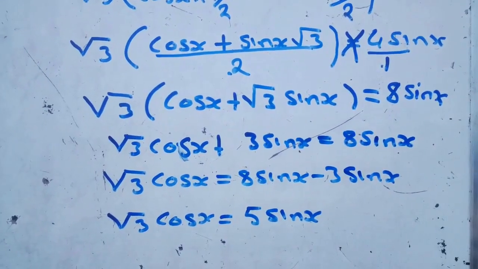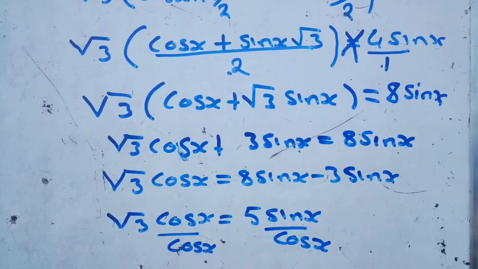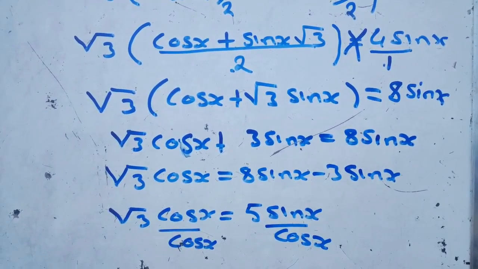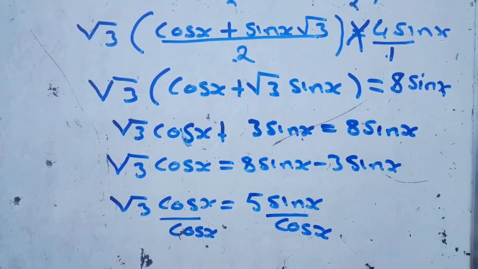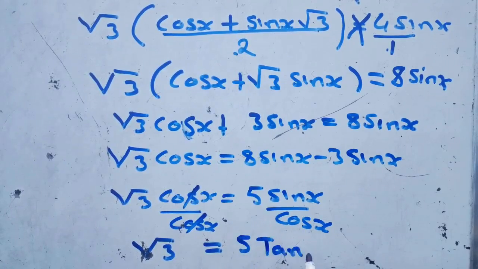After reaching this stage, you can now divide both sides by cos x so that it becomes easy for us to solve. We know that sin x over cos x is the same as tan x. I remember we learned this in the previous lessons. So the cos x cancels, and we are going to have root 3 is equal to 5 tan x.